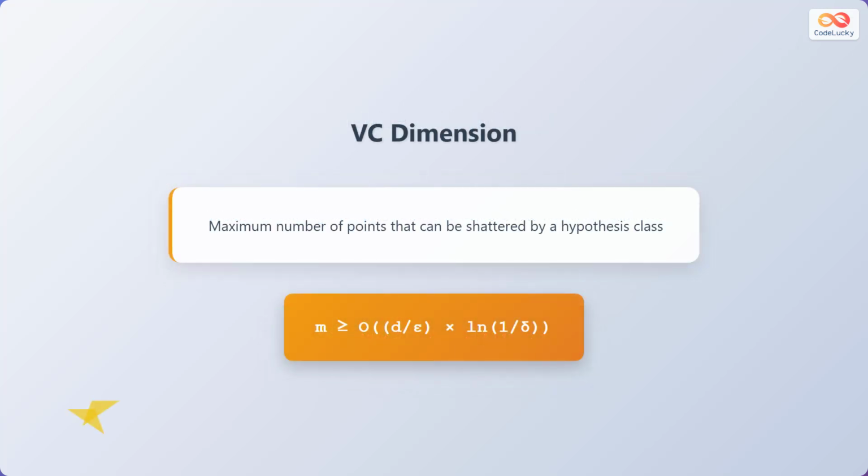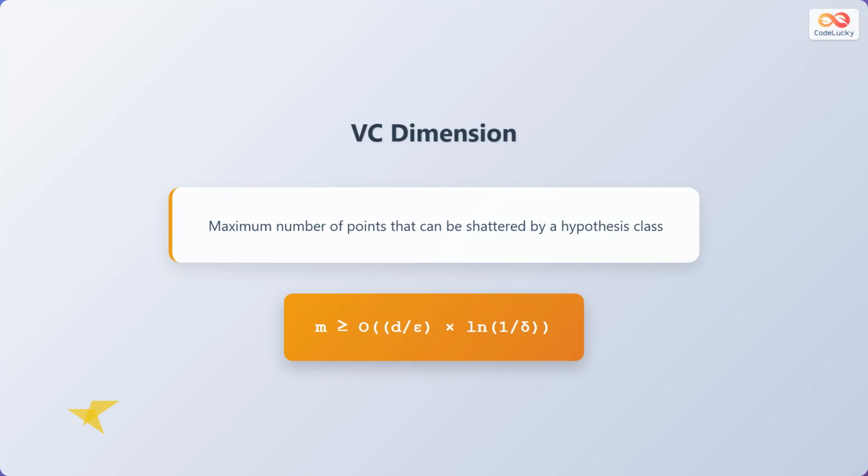The VC, Vapnik-Chervonenkis, dimension is the maximum number of points that can be shattered by a hypothesis class. In simpler terms, it measures the complexity or capacity of a hypothesis class to fit different data sets. It provides a way to quantify how expressive a model is, and how well it can generalize to unseen data.